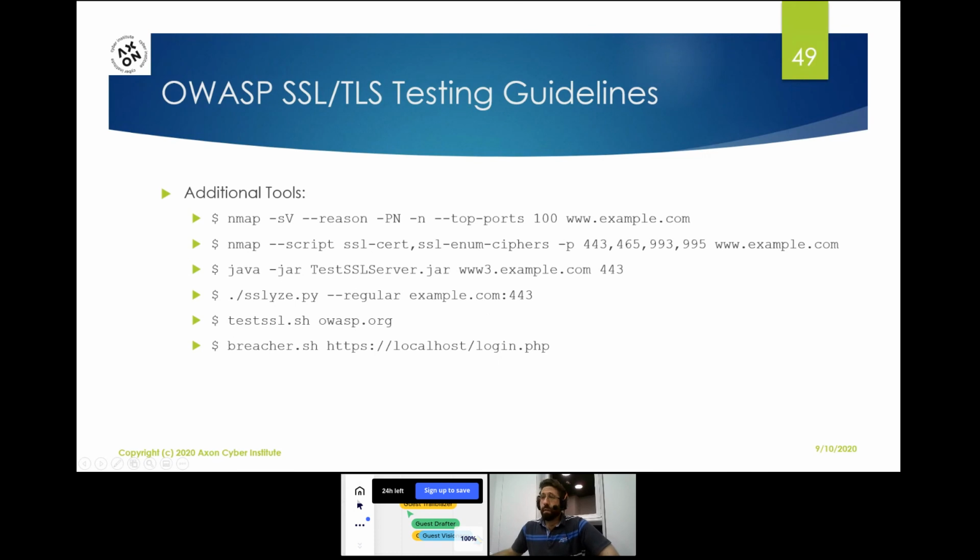Finally, the testing guidelines from OWASP give you another set of tools in addition to the O-Saft we talked about, and these tools are Nmap. You can use Nmap to do some SSL assessment. There is a tool called Test SSL Server, and there are SSLyze, testssl, and BREACHER.